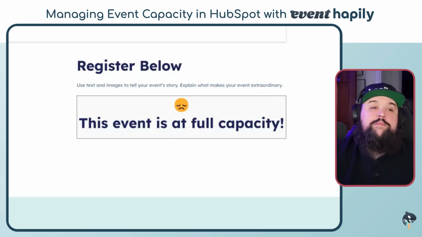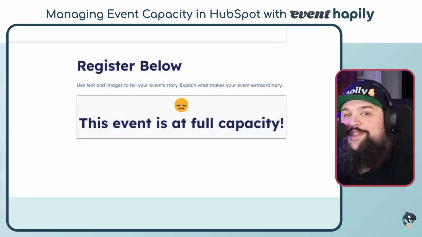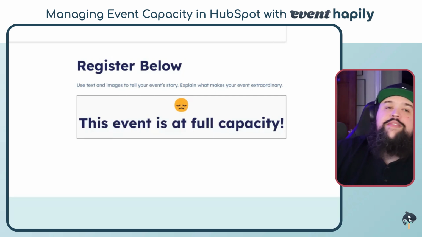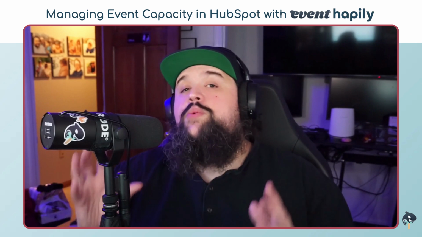But what'll happen is when people hit this registration page and the event's already full, they won't be able to fill the form out and you can communicate to them that the registration is at full capacity. That's how easy it is to do this with Event Hapily. Keep in mind, this also works for session records of individual sessions for events too. So sessions can have their own registration limit.